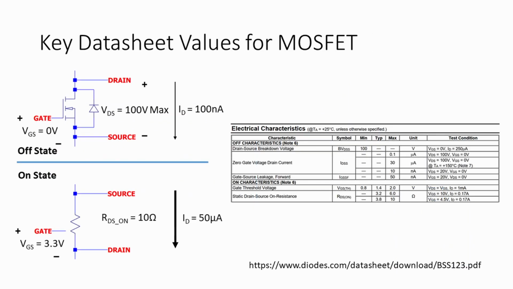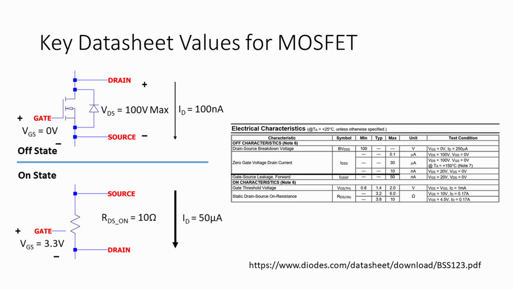So let's take a look at a really common MOSFET part for this kind of function, the BSS123. This is the Diodes Inc. version of the part, but lots of other manufacturers offer it as well. The upper left shows the FET in the off state, where the gate to source voltage is close to 0 volts. The first key datasheet characteristic for the state is the drain source breakdown voltage, which is 100 volts for this part. From our requirements, we're only going to have 5 volts from drain to source, so we're definitely good there. The other key characteristic for the off state is the zero gate voltage drain current.